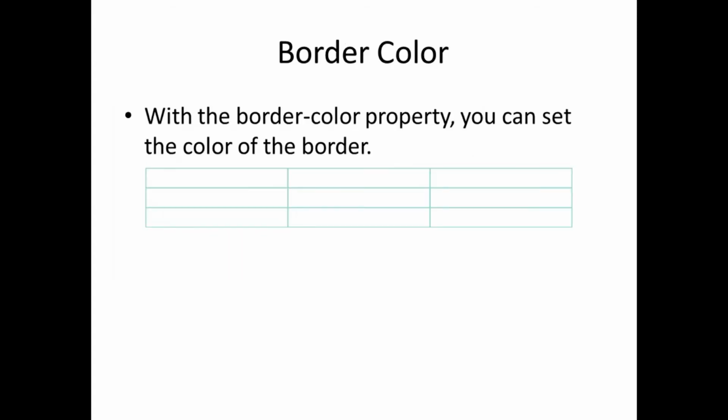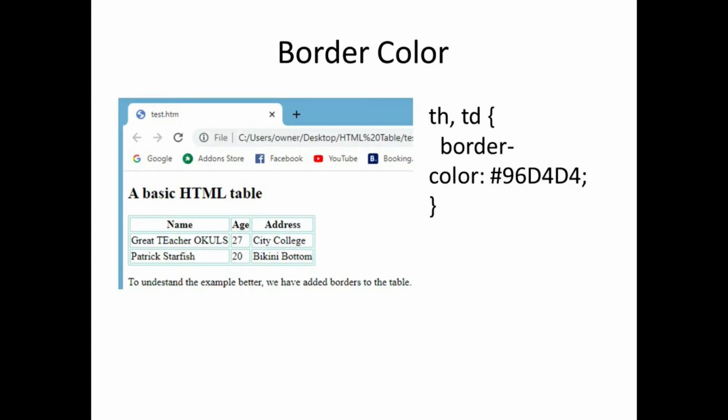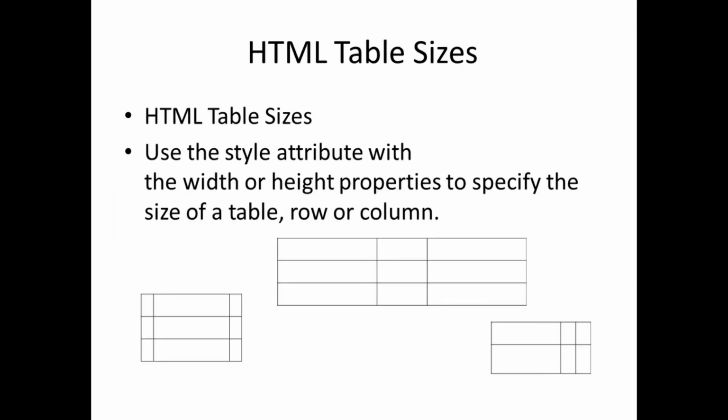Border color. With the border-color property, you can set the color of the border. HTML table sizes. HTML tables can have different sizes for each column, row, or the entire table. Use the style attribute with the width or height properties to specify the size of a table, row, or column.